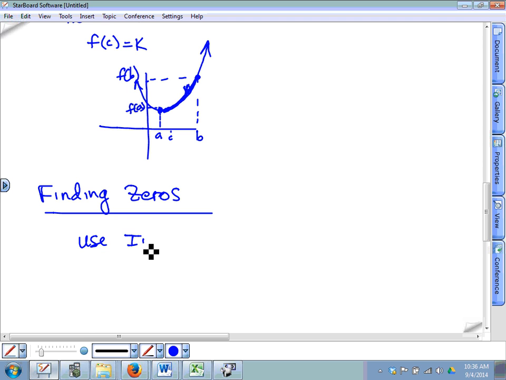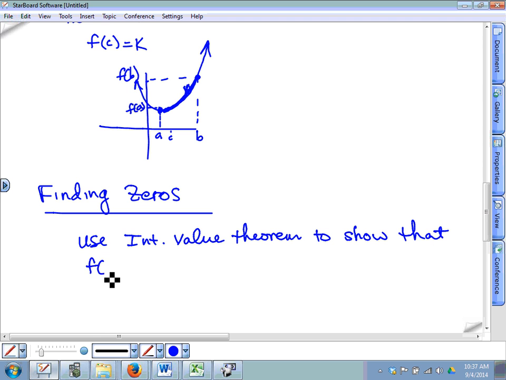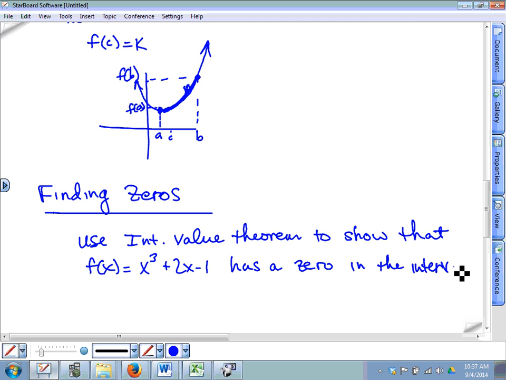use the intermediate value theorem to show that this function right here has a zero. What do I mean by zero? What is a zero? An x-intercept. All right, so we have to show that it has a zero in the interval zero, 1.